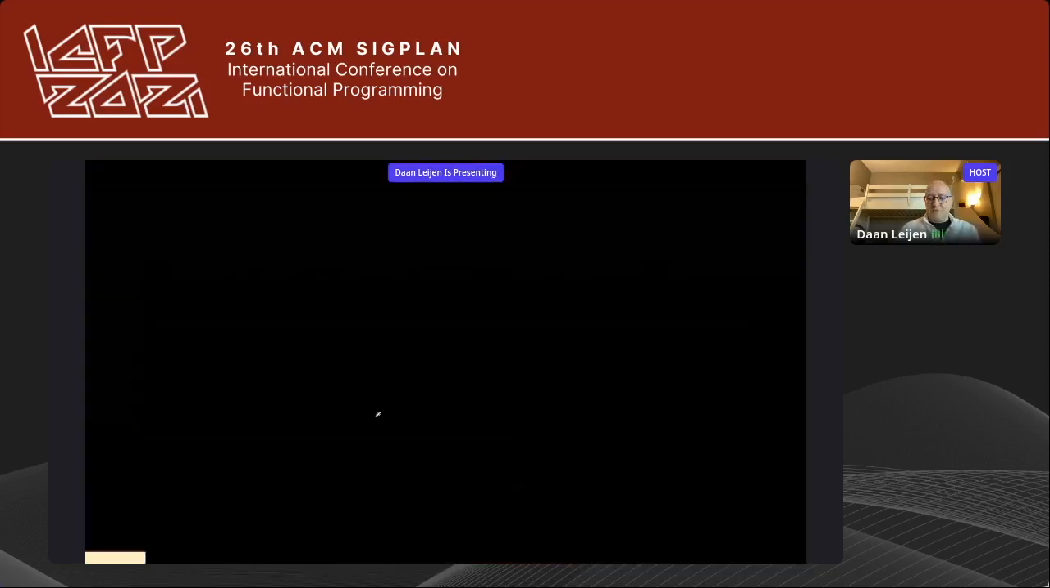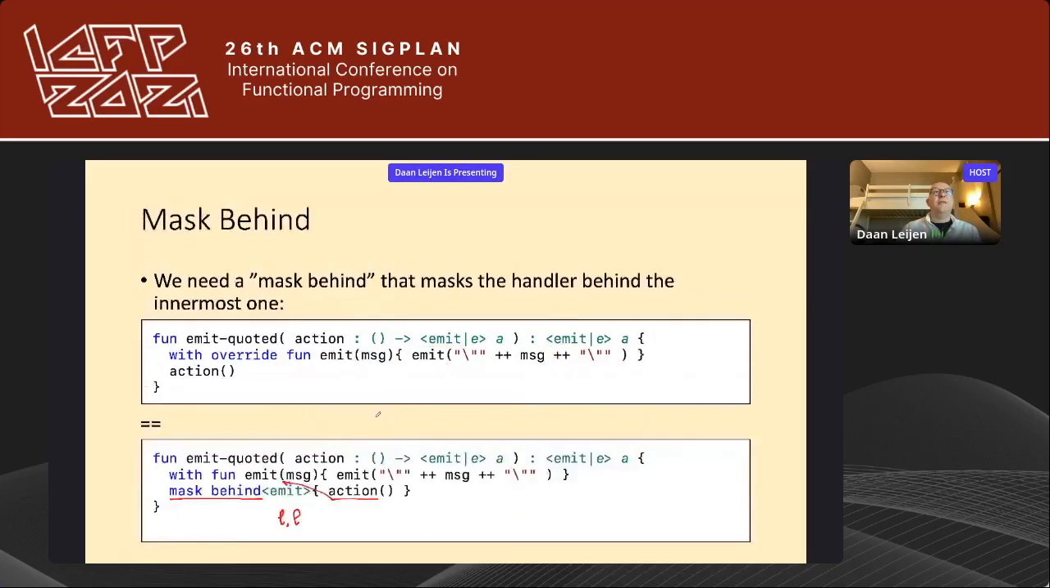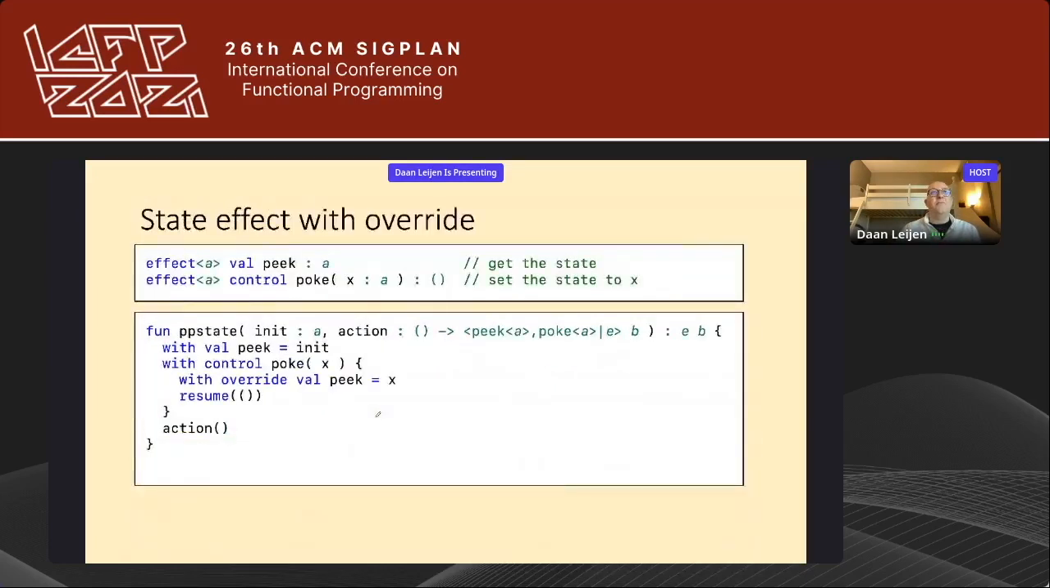Yeah. So mask behind is very important for these kinds of things. And then you can do the state effect that I showed earlier. You can actually write it a little nicer in Koka, because you can just write with override val, and now it will actually do the right thing. Except still, it would have many handler frames on the stack, so it's not actually something we can use in practice to implement state.